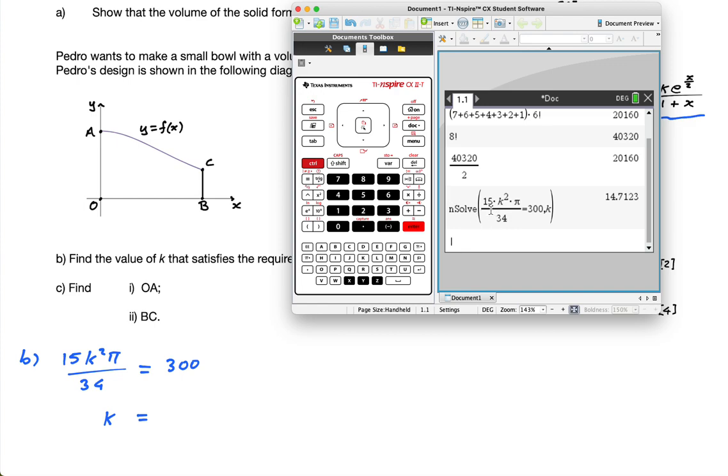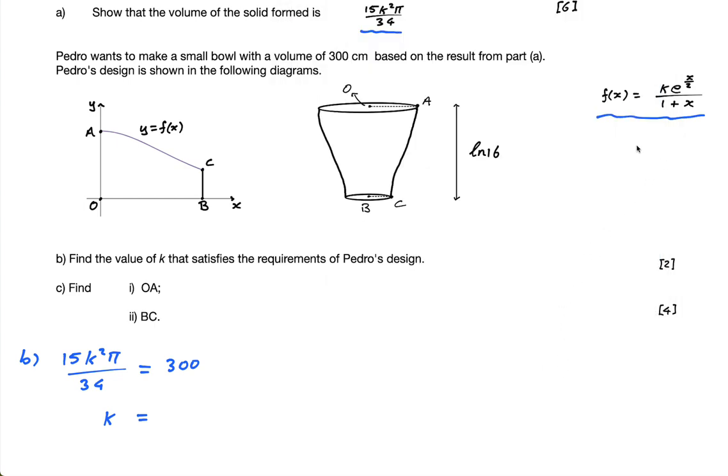Just be careful with numerical solve, guys. Remember, if an equation has more than one solution, it only gives you one solution. Now I know this is the correct one because the other solution is minus 14.7123, but I know it has to be the positive solution. So it's 14.7123. If you want to write 14.7, fine.